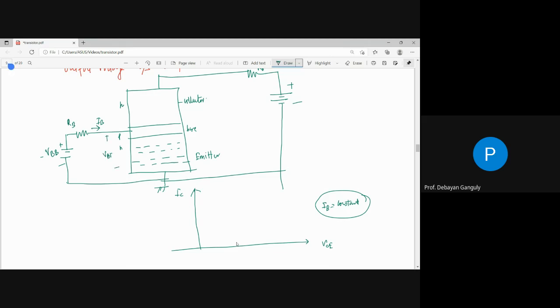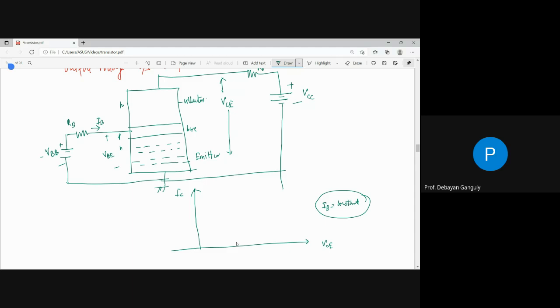This is a VBE voltage. You have to fix this voltage first, and then you change the other voltage. That means the voltage VCE is changing, and depending on the change, you note the output current. What I'm saying is, just remember one thing: I have to first fix the VBE, VBB. If we fix VBB, then VBE is also fixed because our input current is constant. And now you change the output voltage, and you see how the output current will vary.